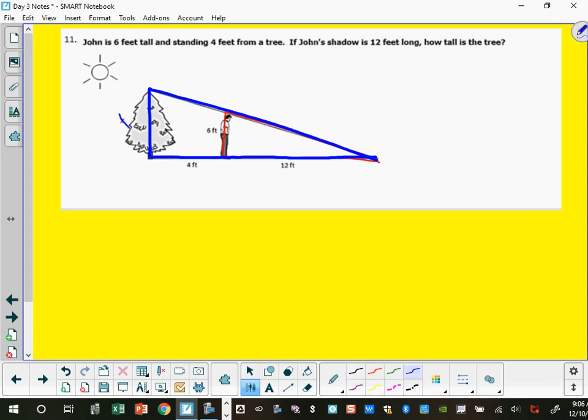So I don't know how tall the tree is. That's what they're asking me. How tall is the tree? Well, that's going to equal x. What's my proportion here? Okay, I see what you're getting to. Let's do the red triangle first. 6 over what? 12. 12 is equal to, now look at the big triangle. What goes on top?